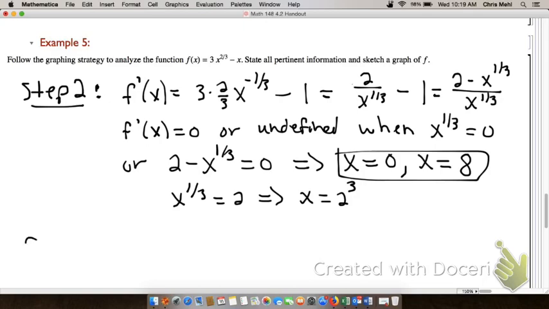Now we can make our sign chart for the first derivative. I will put down 0 and 8.